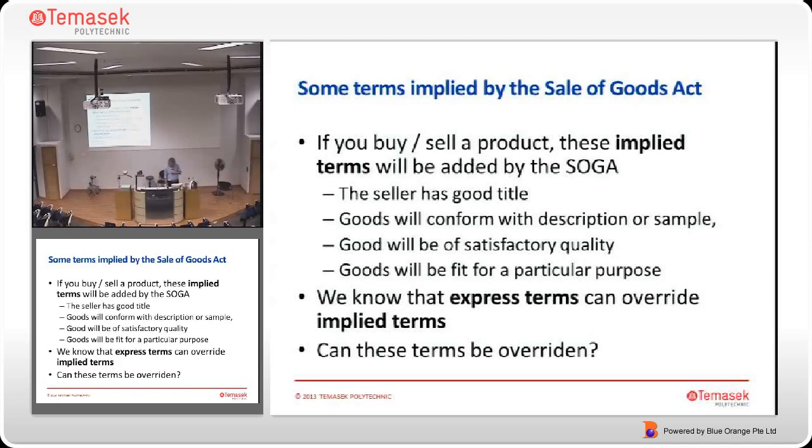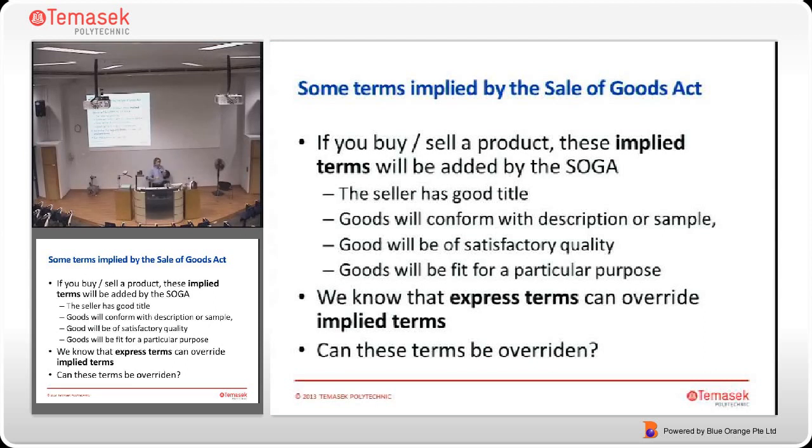Alright, so as you know, or you may not know, as the case may be, there are a lot of acts which imply terms into contracts. For example, the Sale of Goods Act, a very important act, which basically covers all your retail transactions. There are some implied terms there which will be implied into the contracts. For example, the seller has good title. What that means is that if I sell you something, I'm able to pass you the title to that.